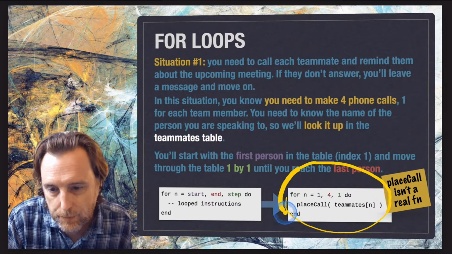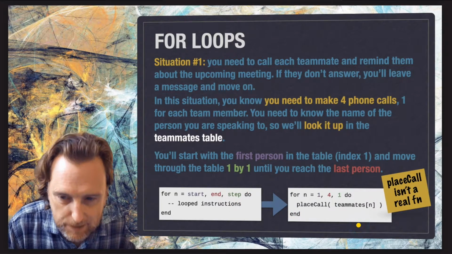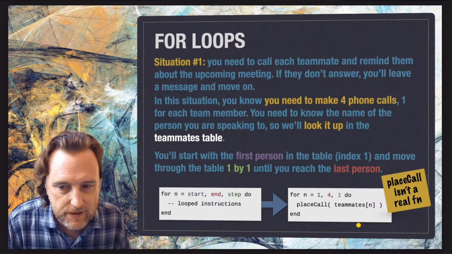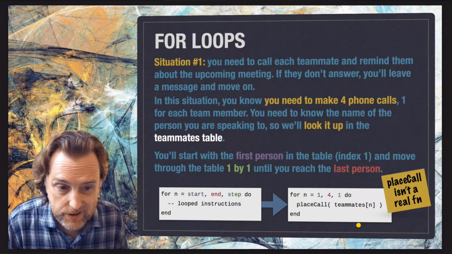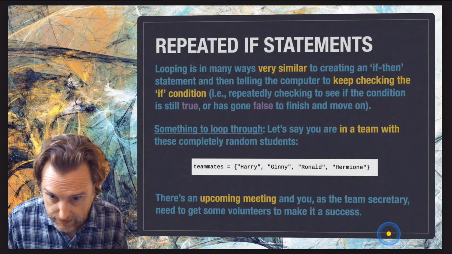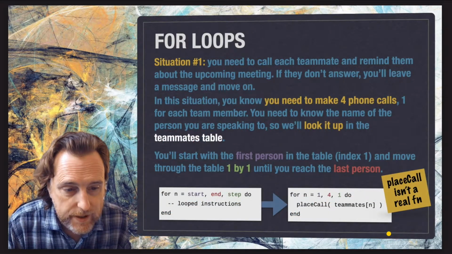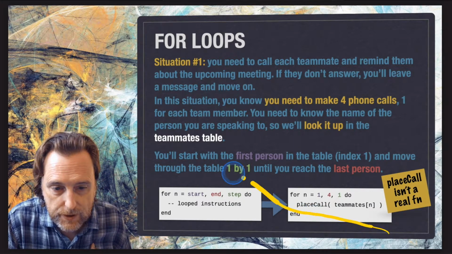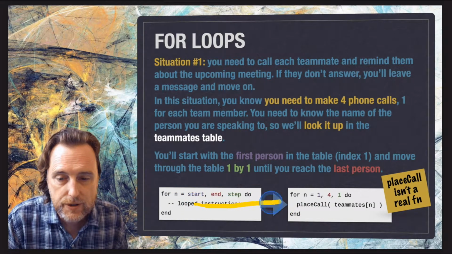So here's the specific example for our team. We have this team data. It's a list of teammates. It's in a table called teammates. We set it up on the prior slide, right here. So how do we write out the for loop? So the first question is, well, what's the start? What number do I want to start at?